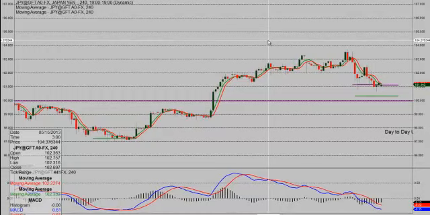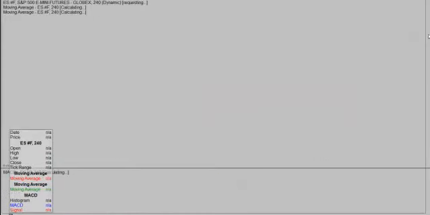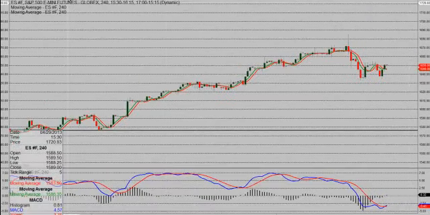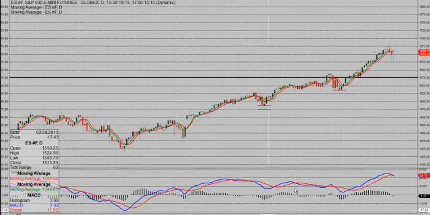Next market we'll cover would be the U.S. stock market, the S&P 500. There it is. Let's go to the daily chart. And you see that big line there.